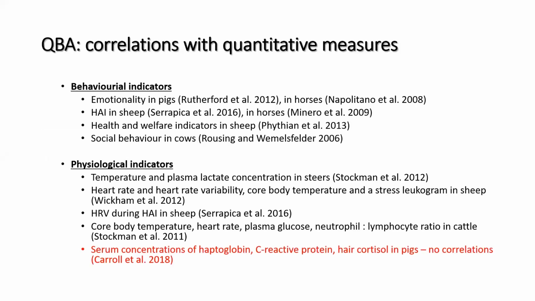Several studies to date have tried to scientifically validate QBA with behavioral and physiological measures. I will not go into detail here, don't worry, the list is exhaustive, but it shows that the methodology has been applied to assess animals on farm and during transport, both individually and at group level, with different livestock species such as pigs, horses, cattle, poultry, and sheep. QBA has also been shown to be reliable and repeatable and also correlated well with quantitative measures tested.